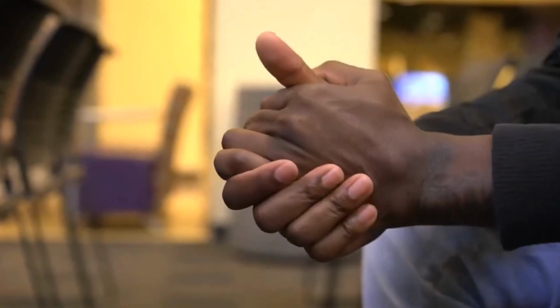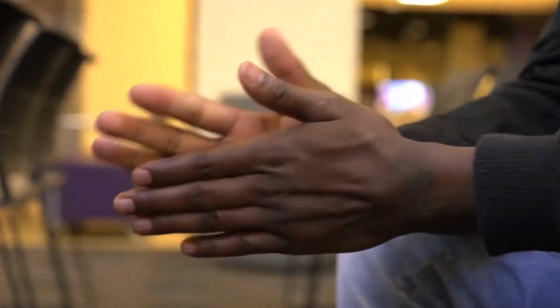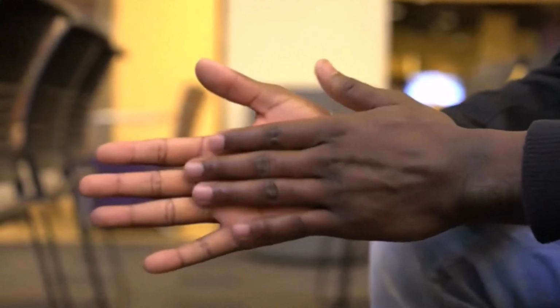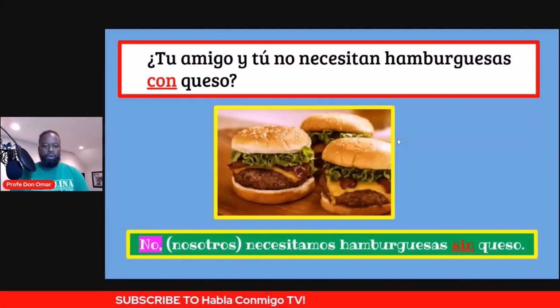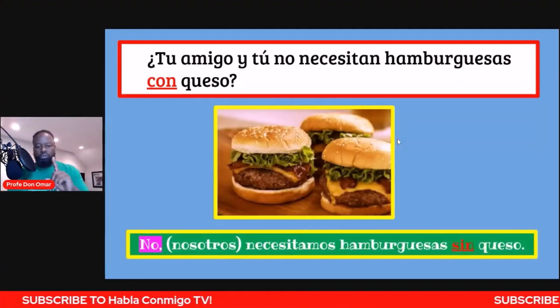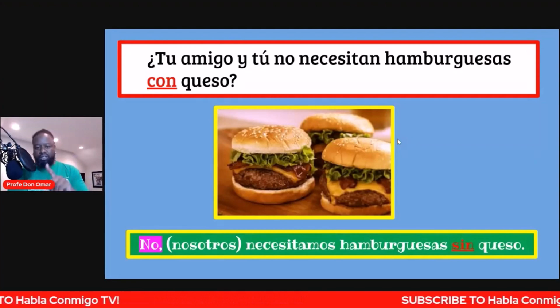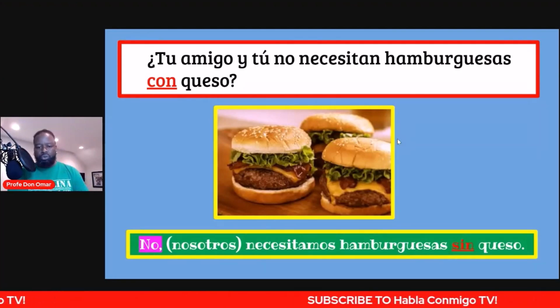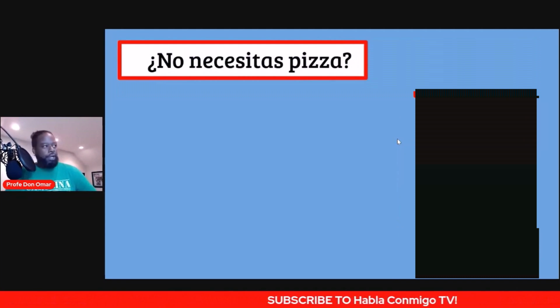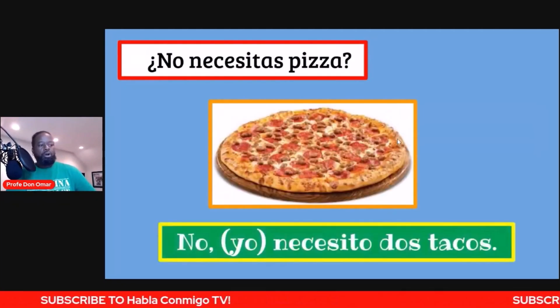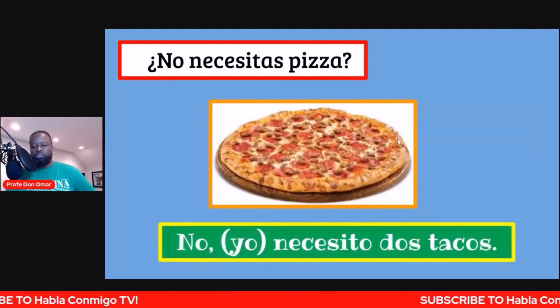Queso, if you've been to any Mexican restaurant, you know what queso is, right? So queso, if you don't eat queso, queso is going to be cheese. Check it out. Nosotros necesitamos hamburguesas sin queso. Y aquí tenemos otra pregunta. ¿No necesitas pizza? No, necesito 2 tacos.